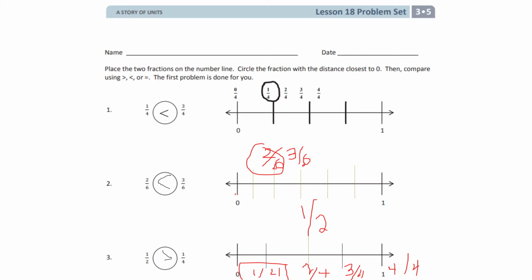Over here we have 1 fourth and 1 half. As you can see, I did the halves on top and the fourths on the bottom. And I circled 1 fourth because 1 fourth is less than 1 half. So 1 half is greater than 1 fourth because 1 half is closer to the whole. And let's keep going.